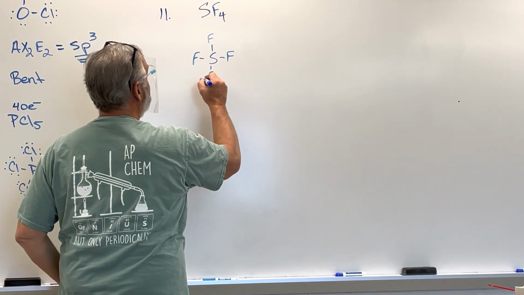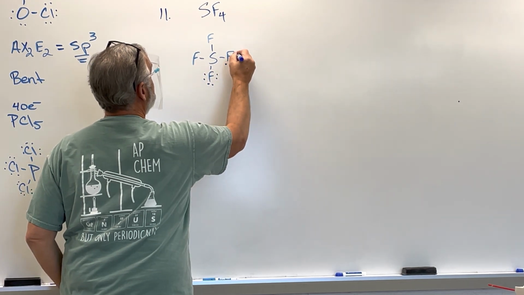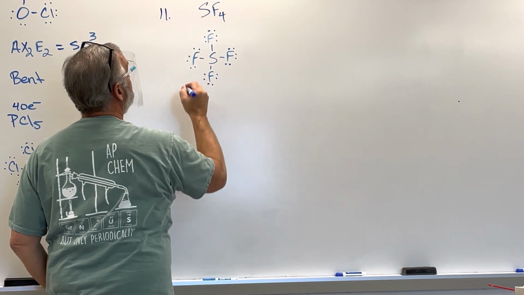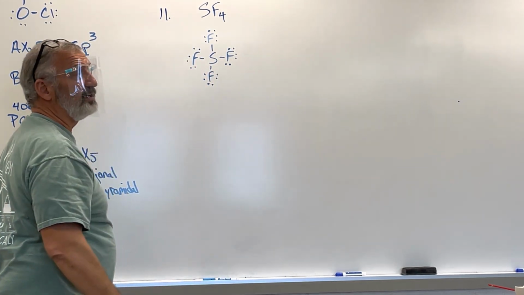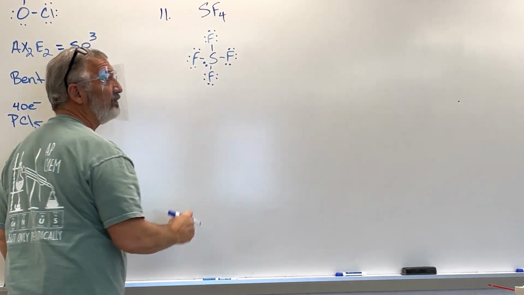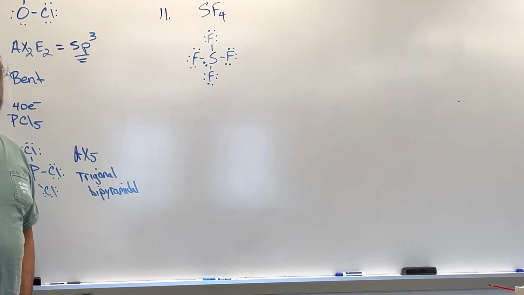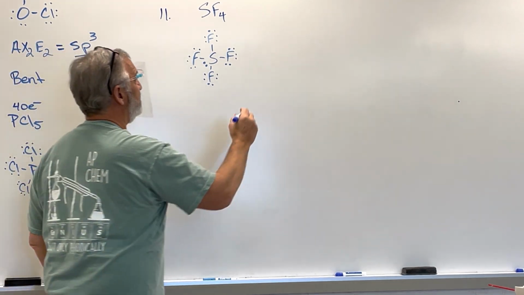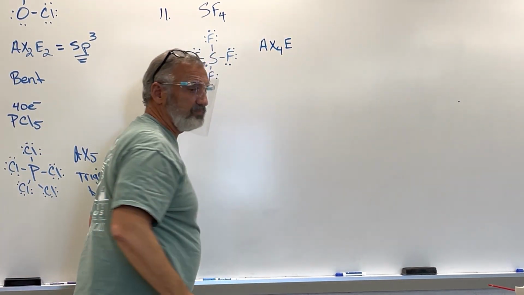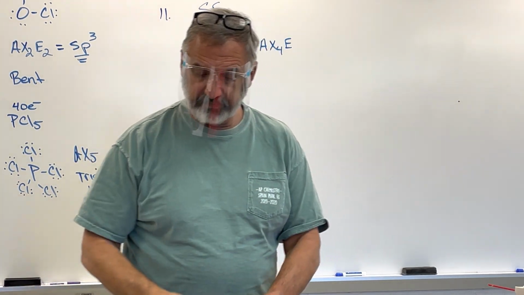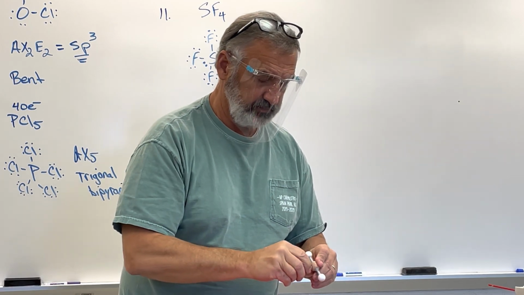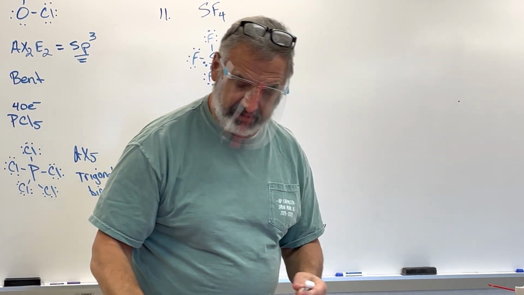So 2, 4, 6, 8, and so on up to 34. So where's the extra lone pair go? On the sulfur, and it's always as a pair, just anywhere you can put it. So my formula is AX4E. AX4E. So we have this one that has 1 lone pair.